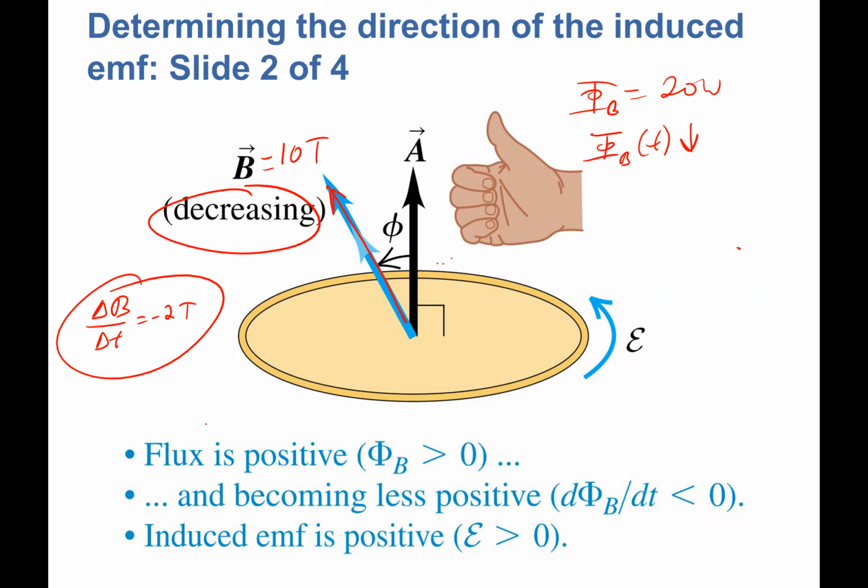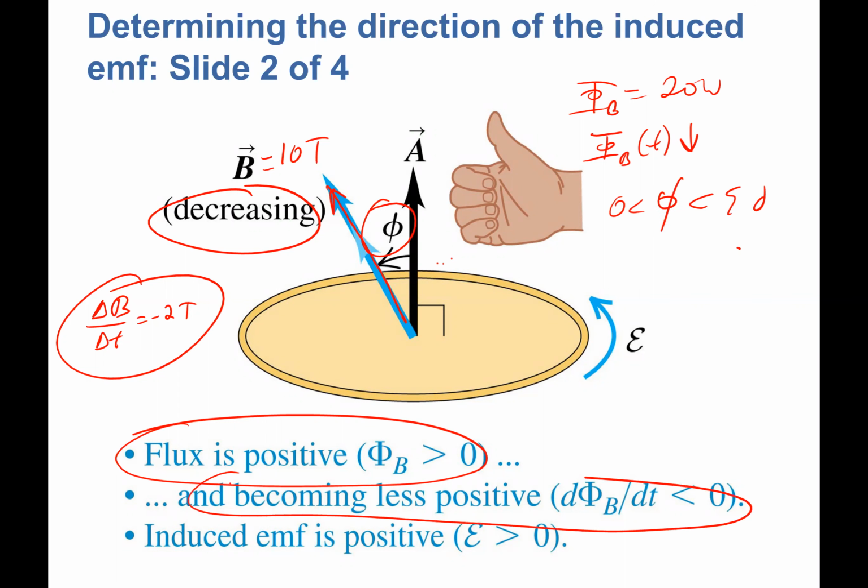Well, that means your flux is positive still, because you can see that phi here is between 0 and 90. But it becomes less positive because you are decreasing the flux. Now, what can the loop then do? Well, the change in magnetic field is negative.